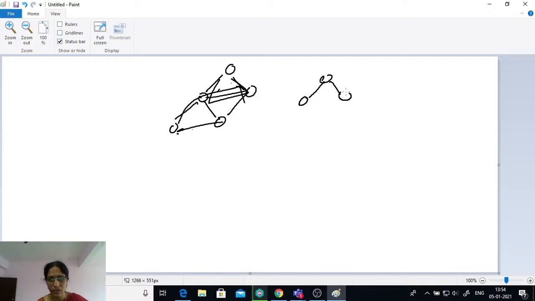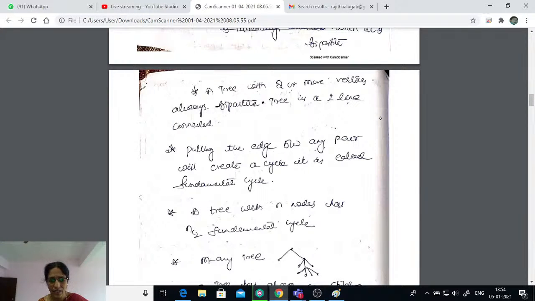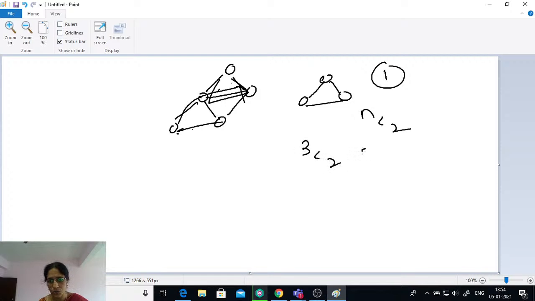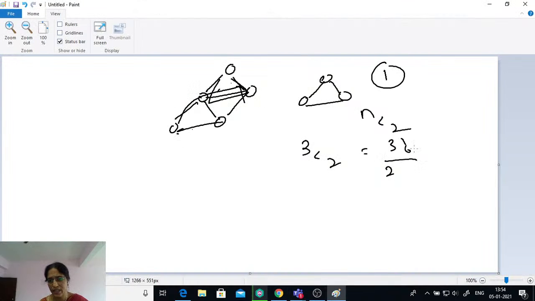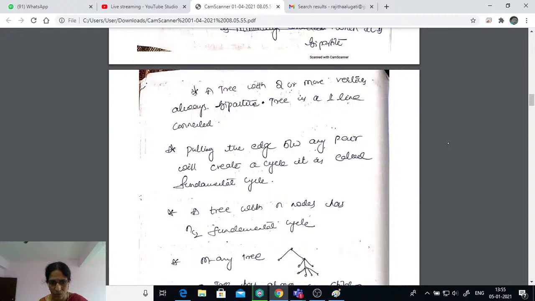Suppose we take it simply here, what happens, there is one cycle. Okay, like that, how many cycles do we have, that means NC2, he says. Okay, NC2 means 3C2, that is 3 factorial divided by here. A tree with n nodes has NC2 fundamental cycles. That means n factorial divided by n minus 2 factorial. That means in total, a tree with n nodes has NC2 fundamental cycles.